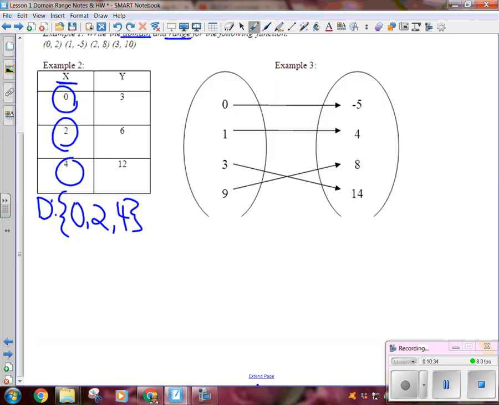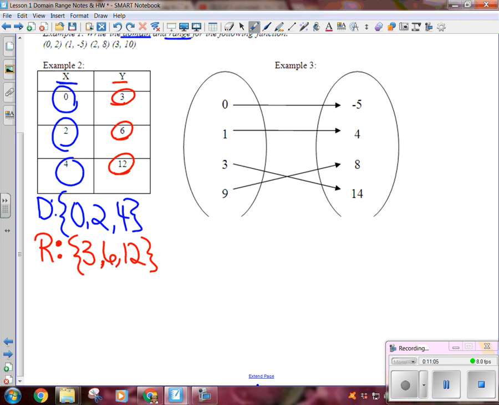What are the values in my range? I will use an R for that, and a brace, and I'm just going to list them. There are only 3 points in the table, so there are only possibly 3 numbers in the range. 3 is a Y value, so it's in my range. 6 is a Y value in my range. 12 is a Y value, so it's in the range. Is everybody understanding? Domain is the set of the X's. Range is the set of the Y's.